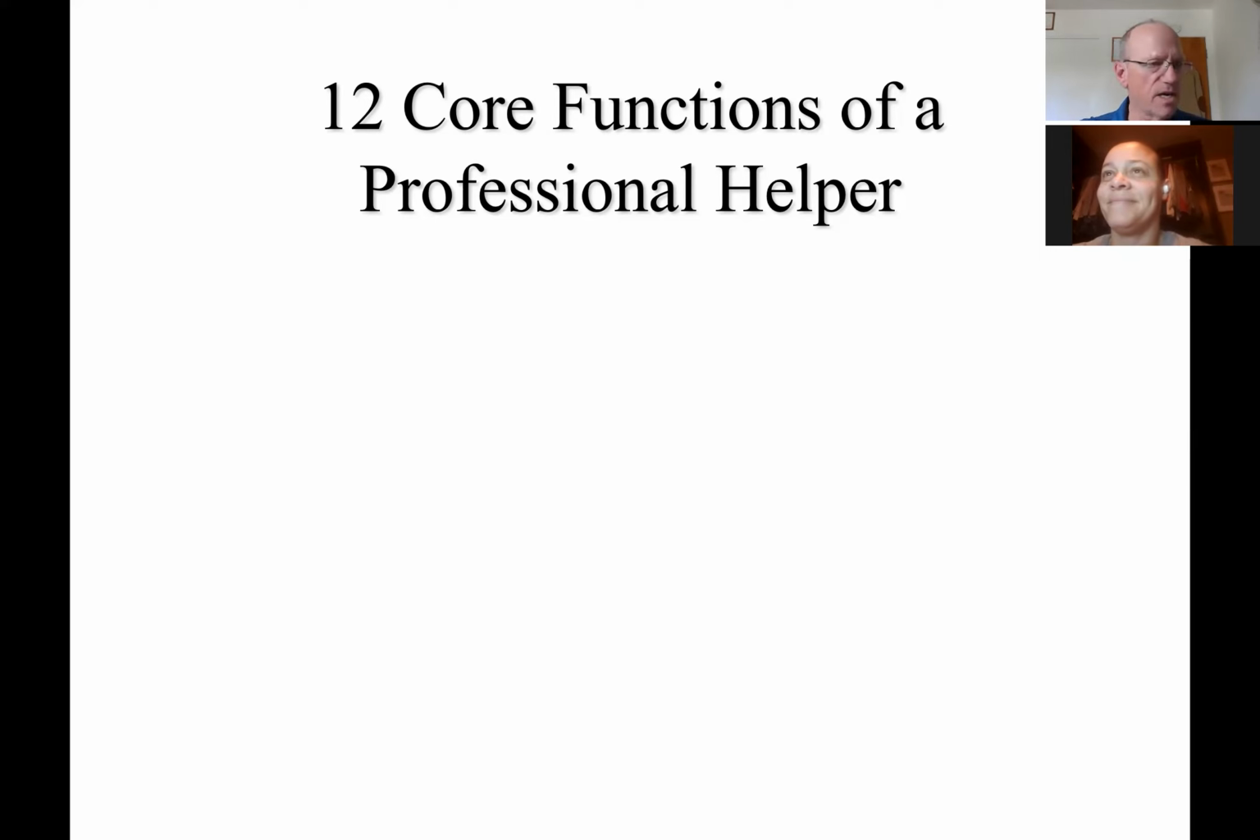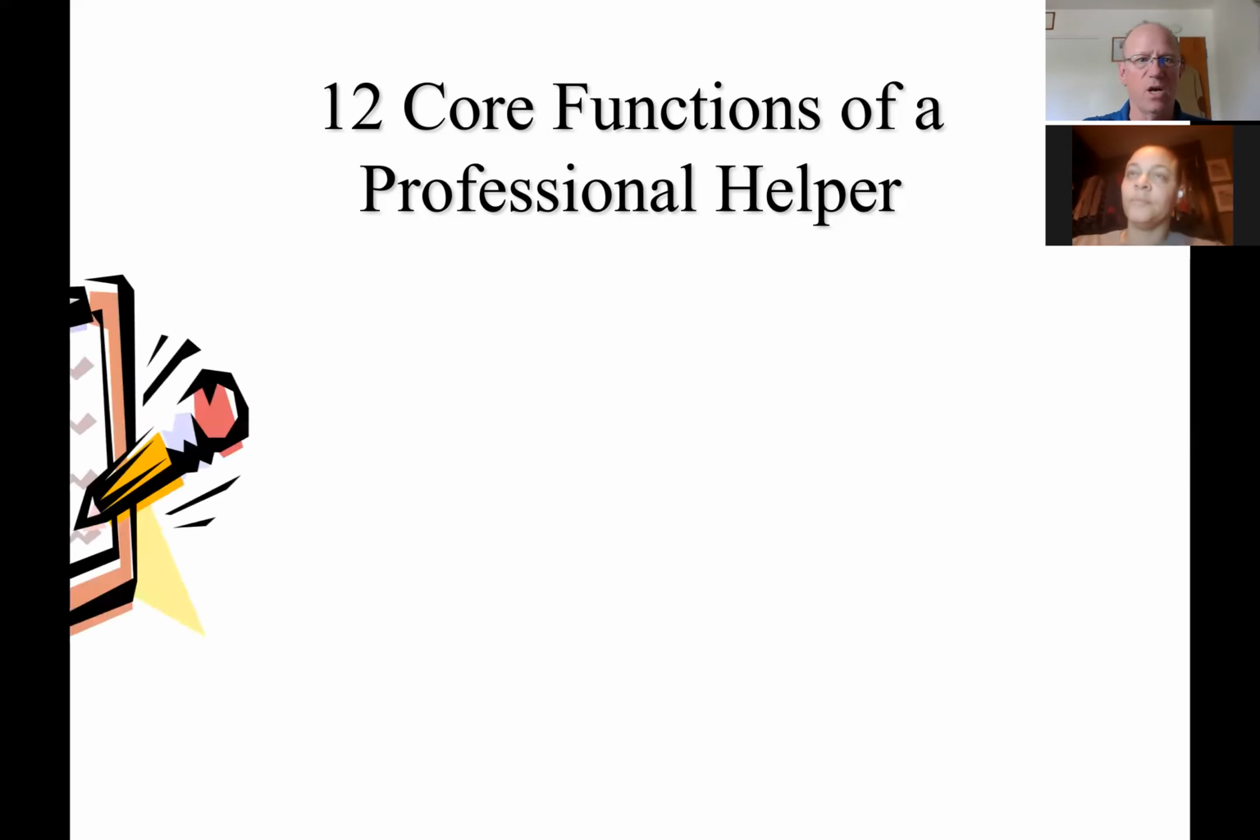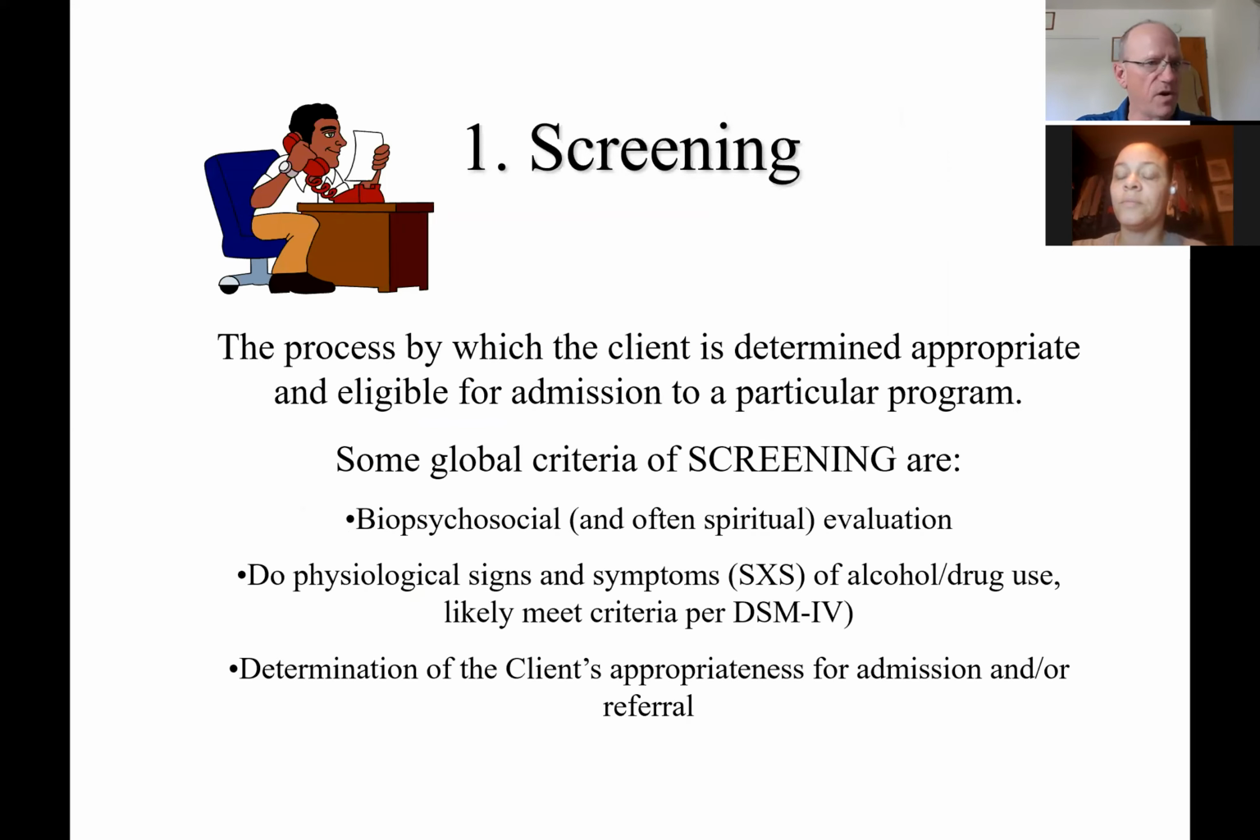So let's go ahead and start talking about these 12 core functions of professional helpers. We have screening to begin with, the process by which the client is determined appropriate and eligible for admission to a particular program. Some global criteria of screening, Christy, are? Evaluate psychological, social, and physiological signs and symptoms of alcohol and other drug use. Determine the client's appropriateness for admission. Determine the client's eligibility. Identify coexisting conditions, including the behavioral health model of medical, psychiatric, physical, etc. Adhere to all laws, regulations, and agency policies for any kind of substance use services.